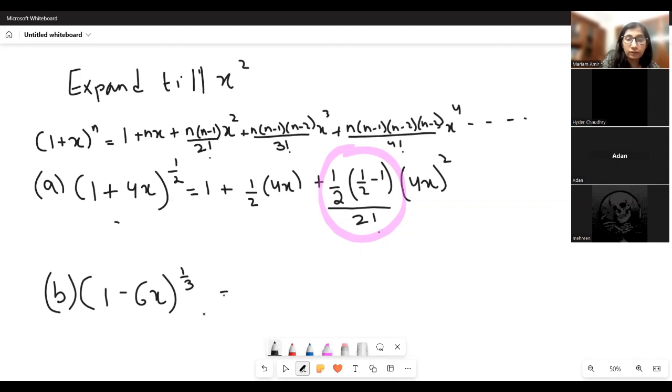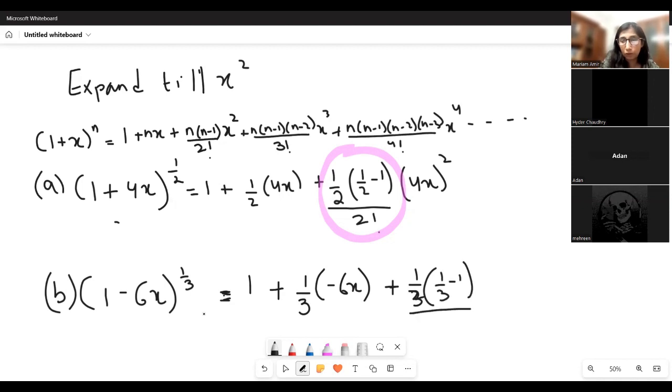So 1 stays 1, plus 1 by 3 nx. So 1 by 3 times x is now minus 6x. Okay. Plus n times n minus 1 upon 2 factorial times x square, which is minus 6x whole square.